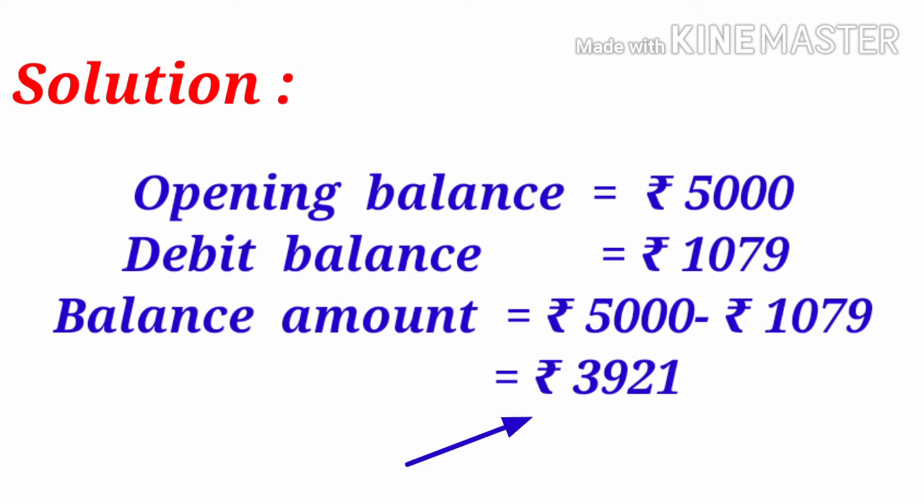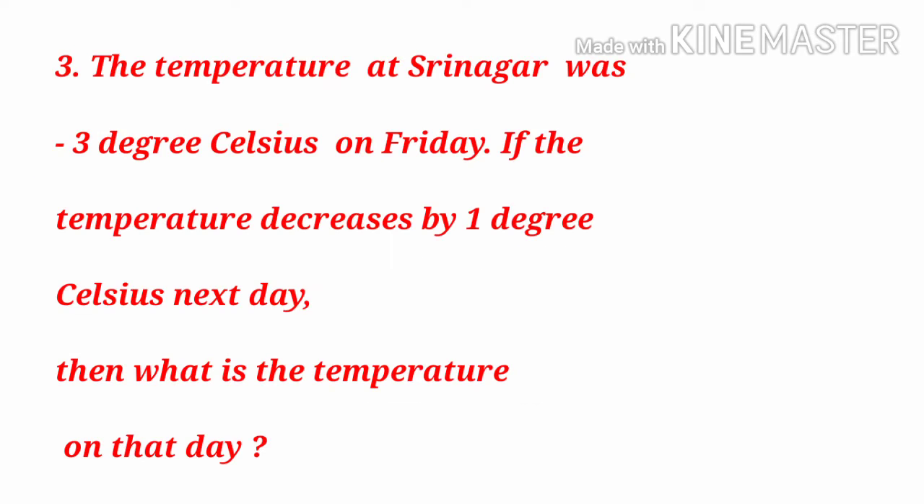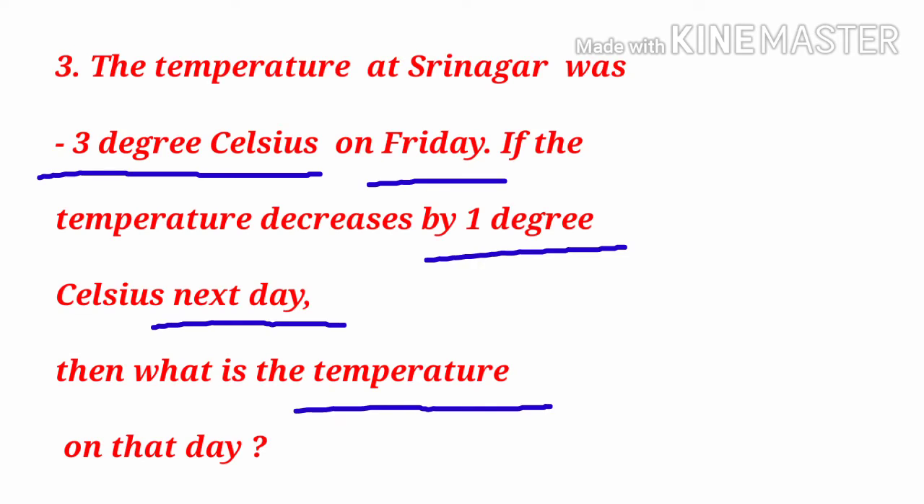Write down opening balance is equal to 5000 rupees. Debit amount is equal to 1079. Balance amount, when we subtract 1079 from 5000, we get 3921.